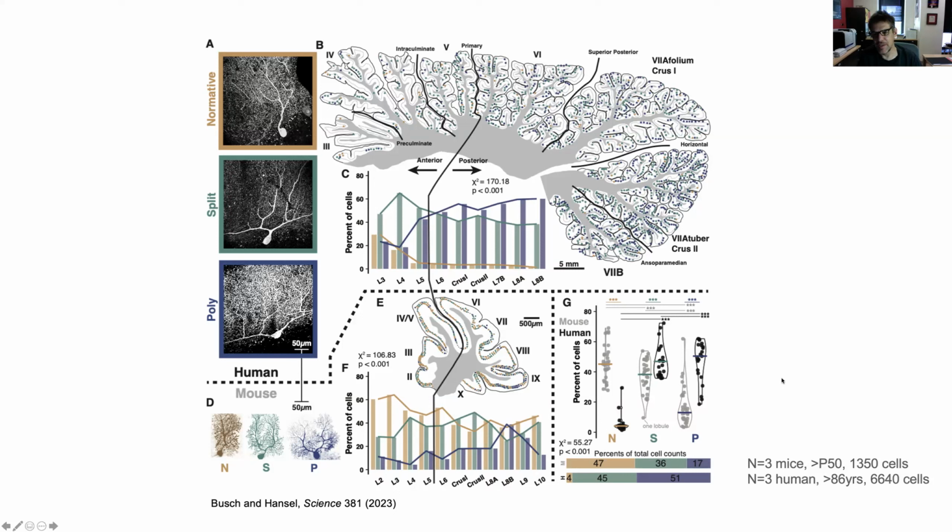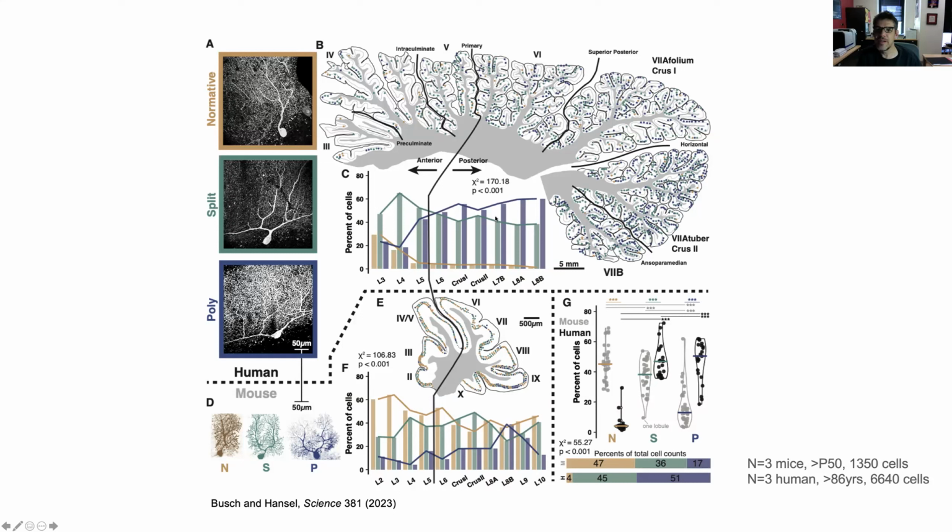sections. And here, this little bar graph that you see is basically the biggest take-home message, and that is there is quite a difference. So the normative cell is in the mouse about 50%. It has multi-branched cells, but these poly cells that are directly out of the soma are a minority, about 17%. In humans, it's quite different. It's almost universally multi-branched cells, but only 4% are normative cells, so it's almost nonexistent.